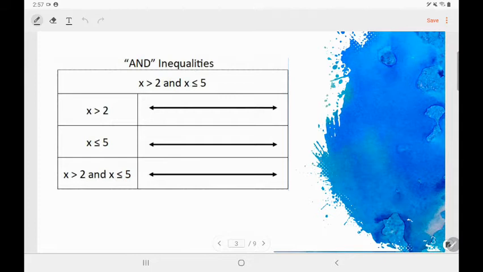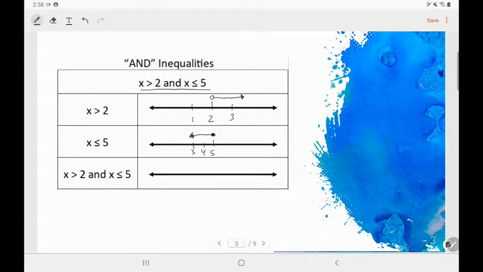Let's talk about "and" inequalities. If I'm looking at the inequality, x is greater than 2 and x is less than or equal to 5, well, let's start by looking at them separately. X is greater than 2. Well, here's 2 on my number line. Here's 3. Here's 1. I'm looking at all of the numbers that start at 2 and are greater, but don't include 2. If I'm looking at x is less than or equal to 5, here's 5. 5 is a solution, and anything less than or equal to. And I'm looking at the numbers 4, 3, and down.